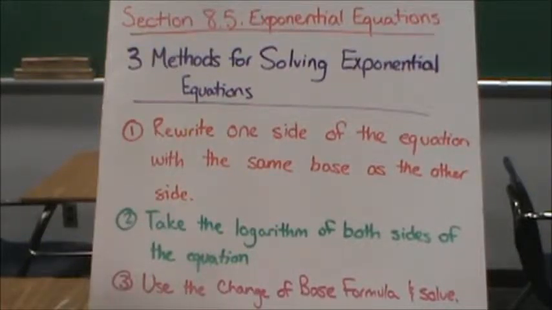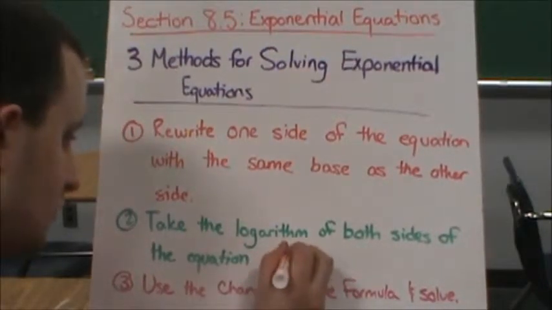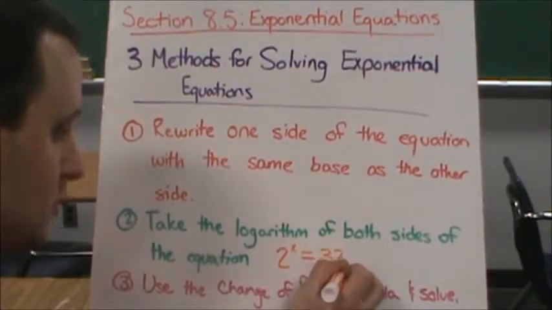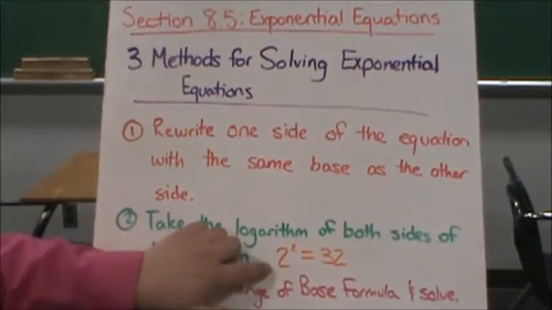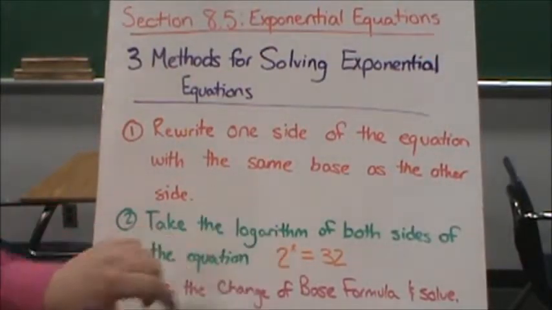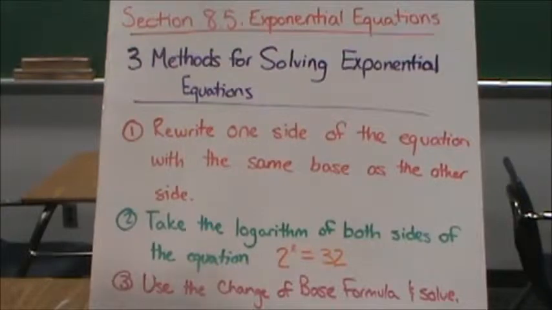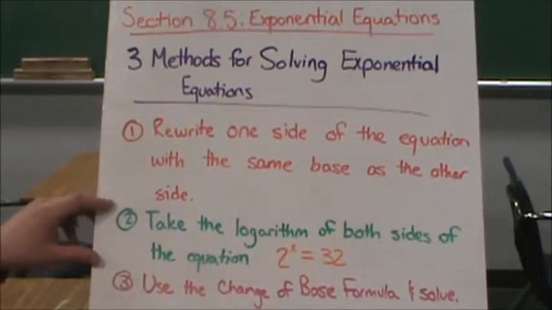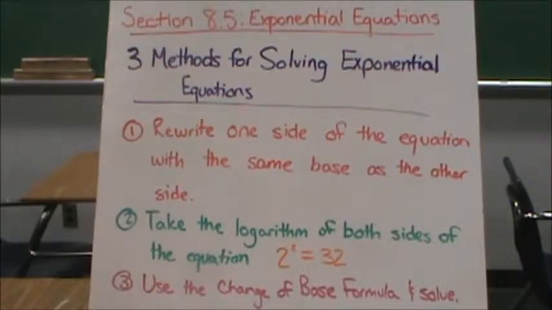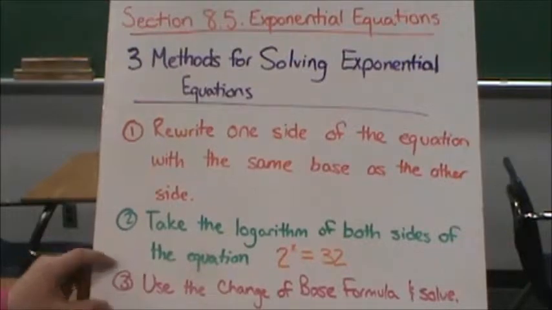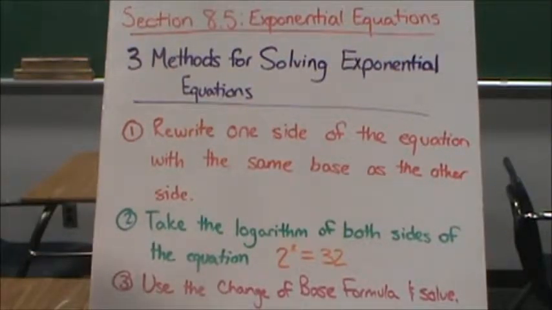So if you have something like 2 to the x equals 32, you would take a logarithm with base 2 because you're raising 2 to some unknown variable exponent. So method 2 is you could take the logarithm of both sides of the equation, and you'll see that in a further example. Or, last resort, a little bit more tedious and more complicated, but not that complicated, is method 3. You can use the change of base formula and then solve. So, 3 steps, 3 methods for solving exponential equations.